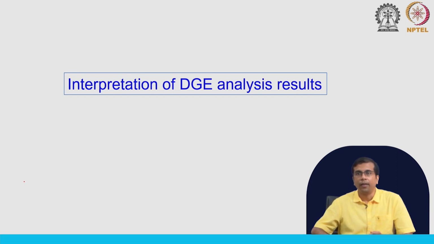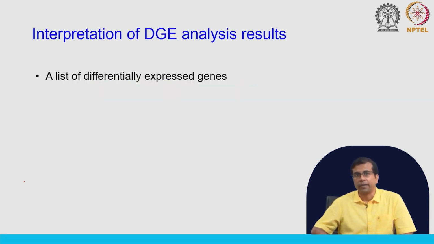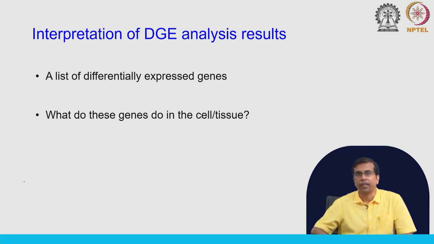Now, what do you want to do after you have got the list? So, let us say you got 100 genes in the list, and this is what we are going to talk about now. How do you actually interpret these results that you have got after this differential gene expression analysis? So, we have this list of differentially expressed genes, and the question that we are mostly interested in is what do these genes do in the cell or the tissue. So, we want to know the functions of these genes.